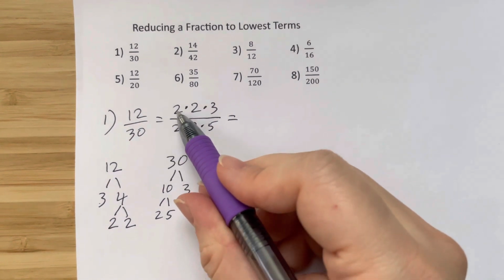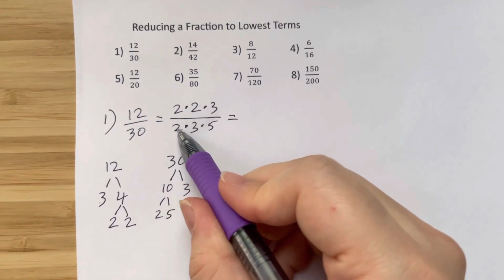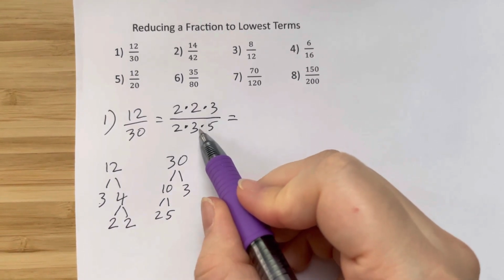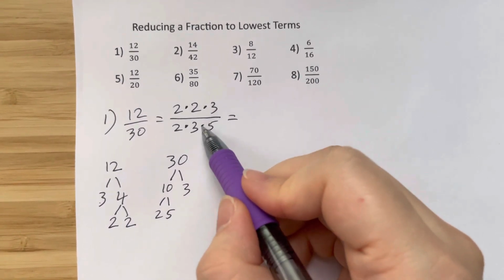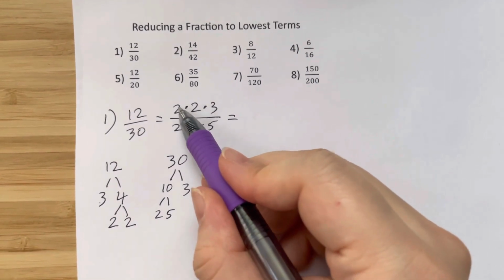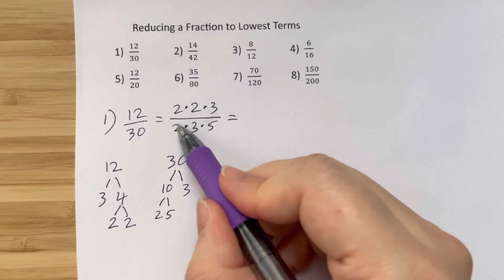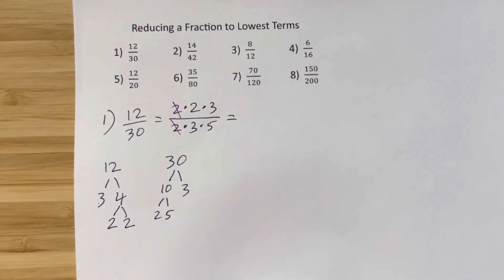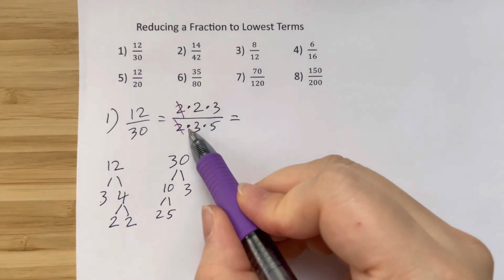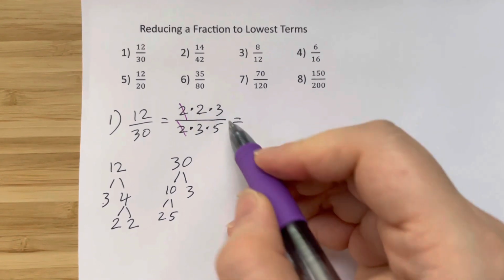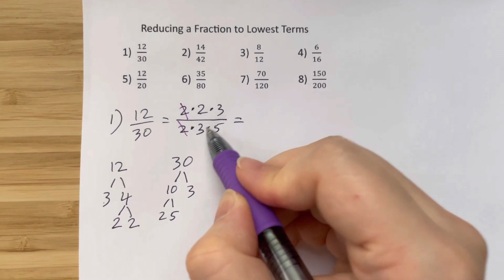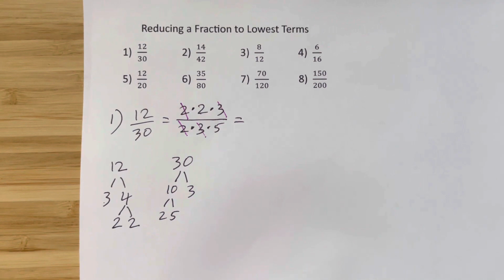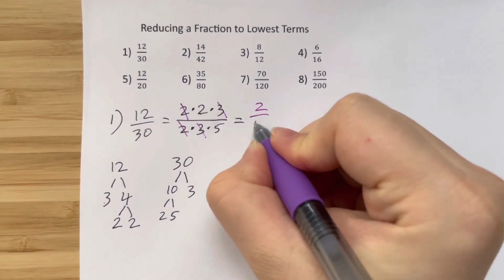So here we have a 2 on top and a 2 on the bottom. As long as these are multiplying, not addition, as long as they're multiplying in between them, we can cancel. If we see something on the top, we can cancel it with something on the bottom. So a 2 and a 2 cancel. Now we don't have any other 2 in the bottom, so we're going to leave this 2. And then we have a 3 on the top and a 3 on the bottom, so those cancel. So what we have left is a 2 and a 5. So our answer is going to be 2 over 5.